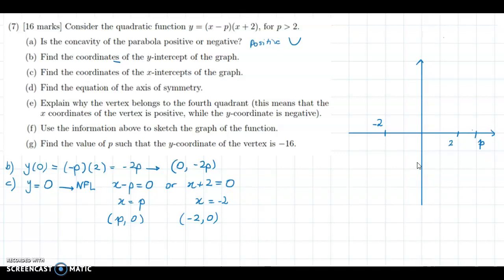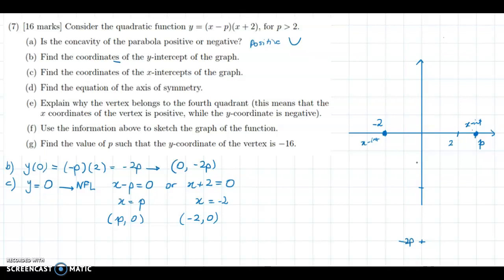So I'm going to add the points I know so far. I know that here when x is negative 2, we have one of the x-intercepts. And when x is equal to p, we have the other one of the x-intercepts. And then I'm going to also add the y-coordinate of the y-intercept. So if I say that p is here with 3 squares, okay, I'm going to need to make my picture a little bit bigger, but then I'm going to have the y-intercept over here at minus 2p.